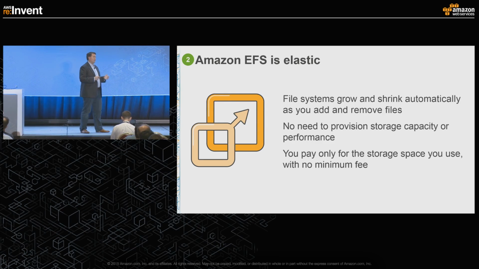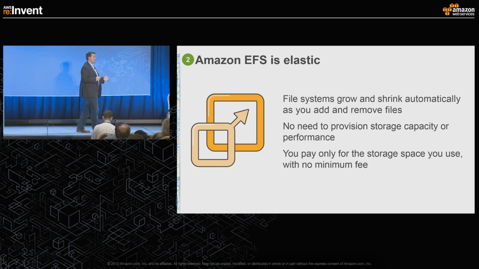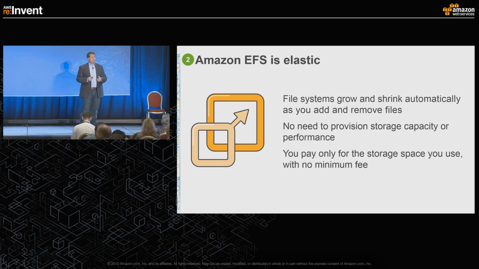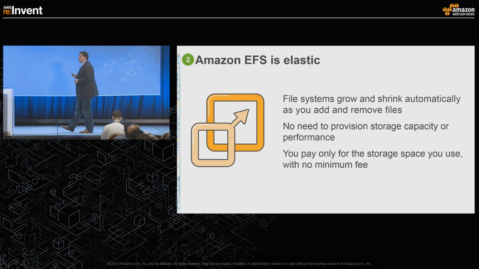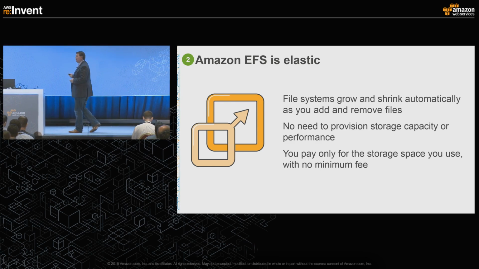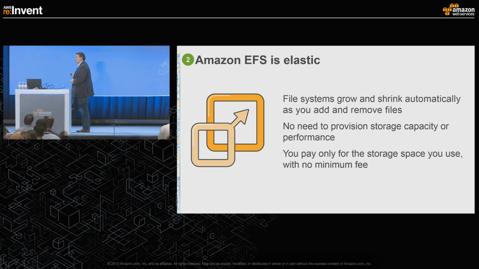With EFS, you can start at 0 bytes, grow automatically to the petabyte scale, and when you're done with that content, delete the content and the file system will automatically shrink, all online. And you only pay for the volume of storage that you're actually using and consuming. Again, no pre-provisioning penalty or pre-provisioning requirement needed.